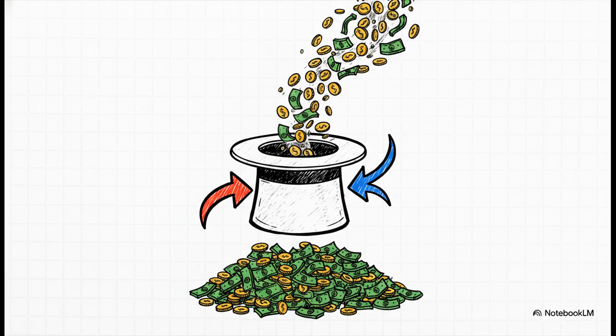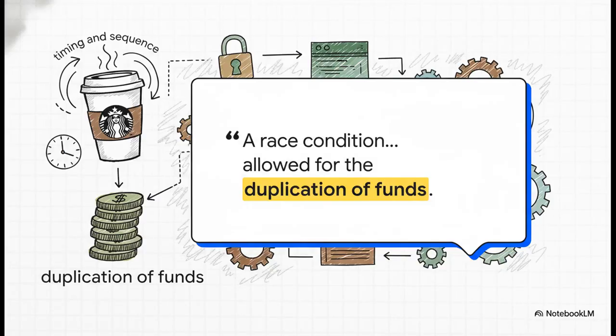You can get into situations where money is literally created out of thin air. A perfect, real-world example of this is the infamous Starbucks gift card exploit. A security researcher found this tiny flaw, a race condition they called it, which is basically a bug that happens when the timing of events goes wrong. And they figured out how to use it to just duplicate money.